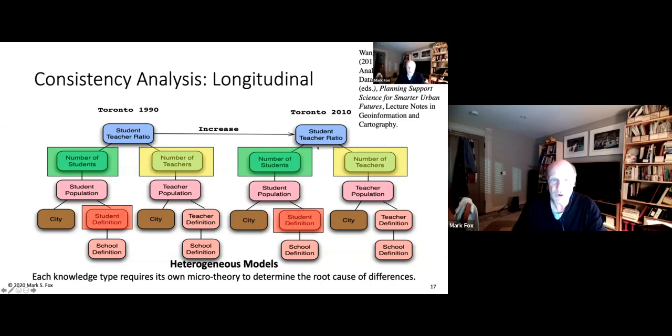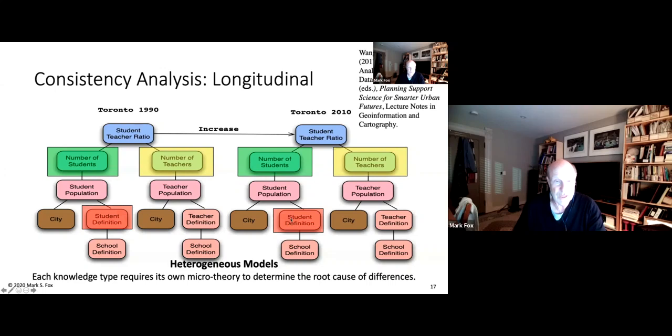So now we know why. Because we can represent the definition of a student in 2010 versus the definition of a student in 1990, we actually know the reason why the student-teacher ratio changed. And because we explicitly represent these definitions, we can compare them, we can analyze them, and determine what exactly is the difference in their definitions.